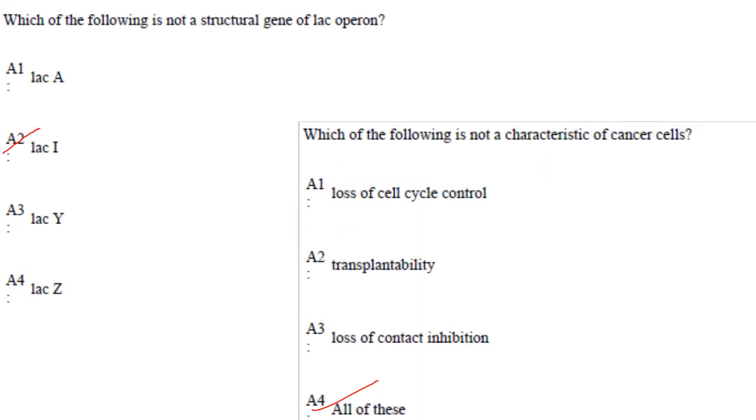Then next one, which of the following is not a structural gene of lac operon? So lac I, it codes for repressor protein, that is not a structural gene of lac operon. Then which of the following is not a characteristic of cancer cell? So loss of cell cycle control, yes, that is a characteristic of cancer cell. Transplantability is also a characteristic of cancer cell. Loss of contact inhibition is also a characteristic of cancer cell. So the answer is option 4, that is all of these.